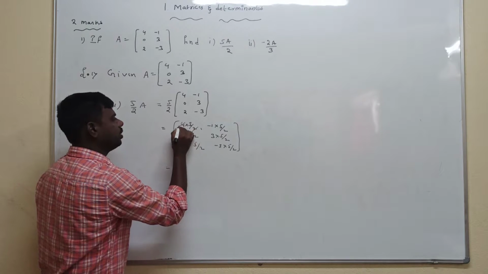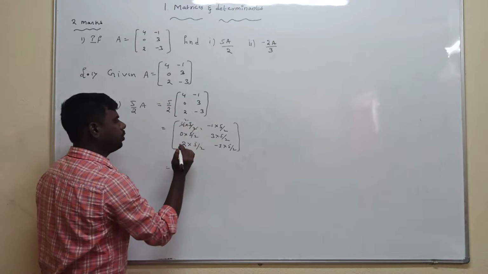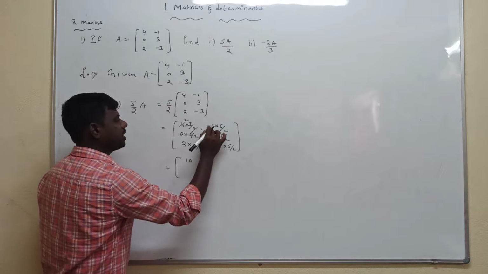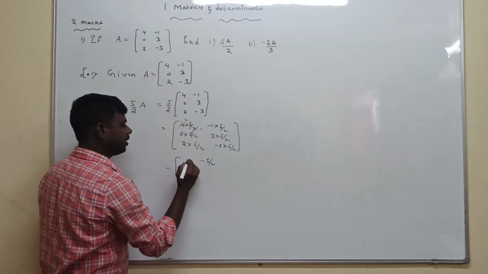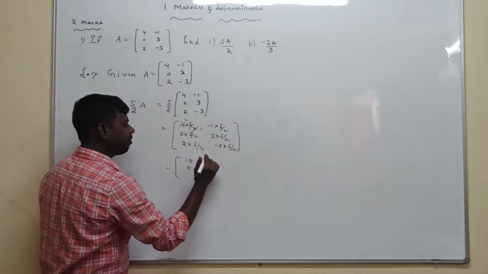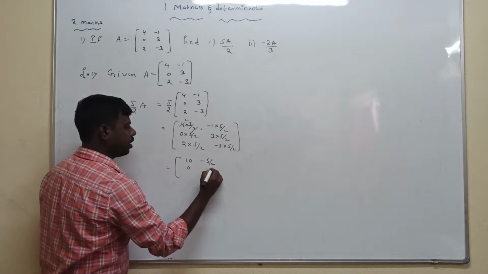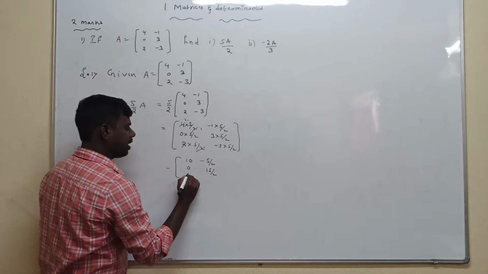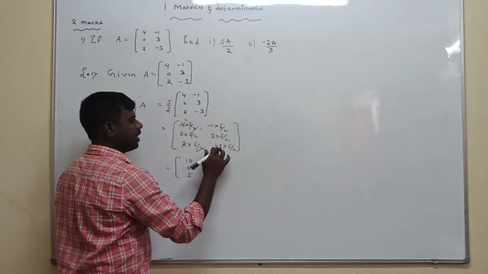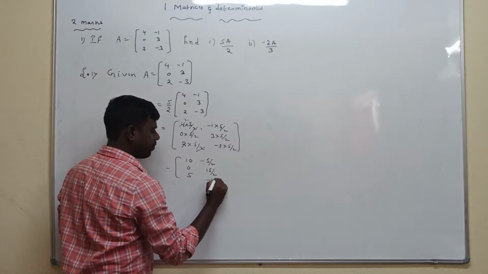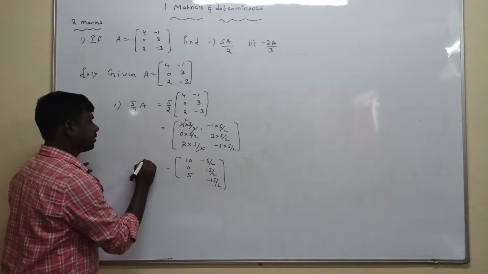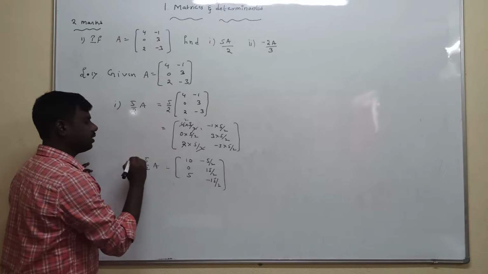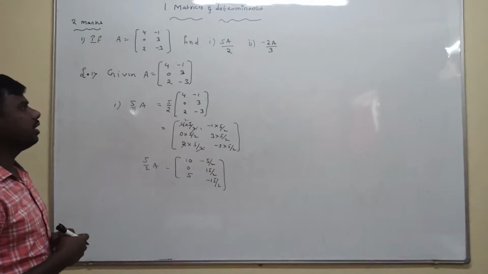Now 4 into 5 by 2, the 2 cancels, product 5 into 2 is 10. So minus 1 into 5 by 2 is minus 5 by 2. 0 into anything is 0. 3 into 5 by 2 is 15 by 2. Now 2 gets cancelled, the element left is 5. Minus 3 into 5 by 2 is minus 15 by 2. This required value is 5 by 2 into A. This is the solution of the first one.